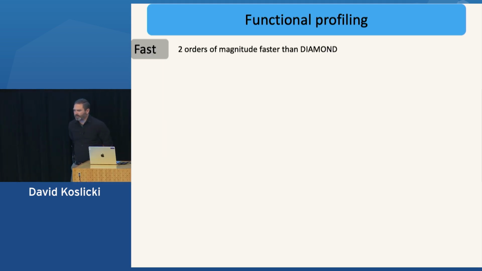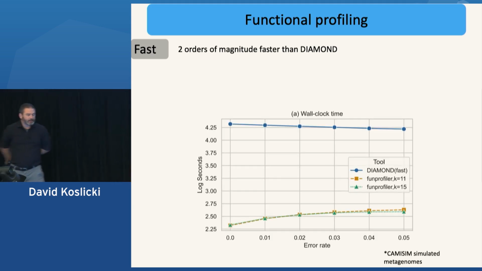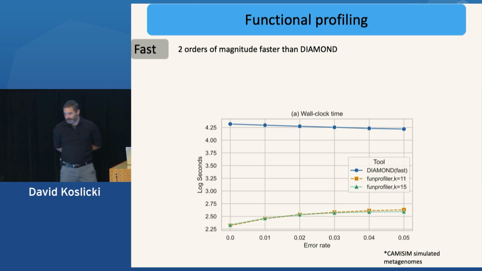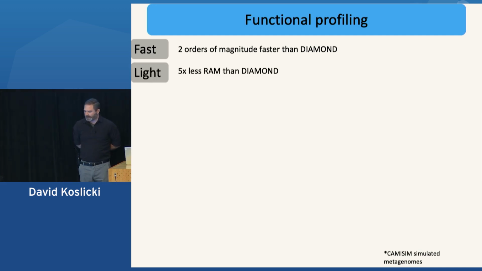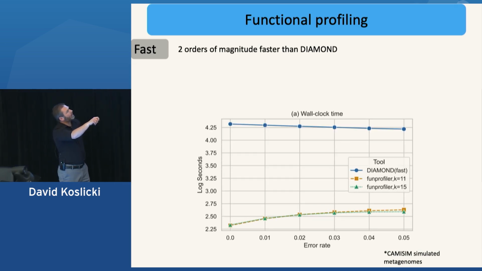So how does this work in practice? Well, as I've been saying, these sketching-based approaches are significantly faster than traditional exact approaches. So in this case, notice this is log seconds on the y-axis here. It's about 2 orders of magnitude faster than Diamond, this in its fast mode, which is still extremely fast. So basically, you're talking about hours versus a minute or so, a minute or two.